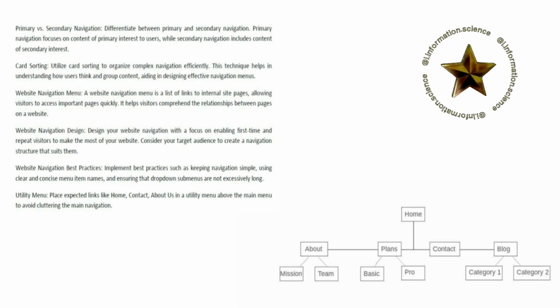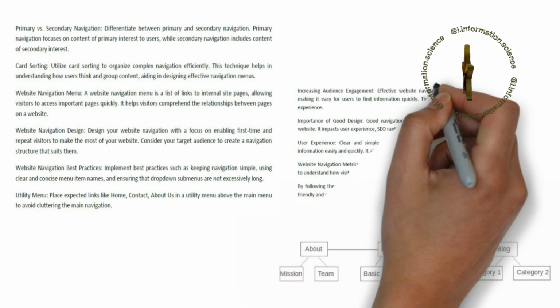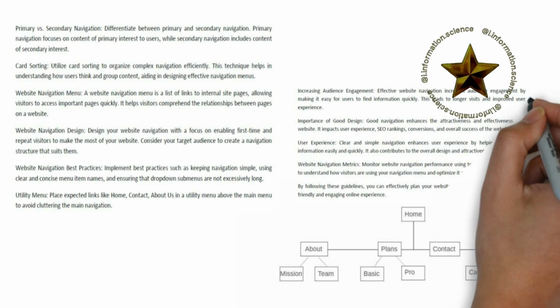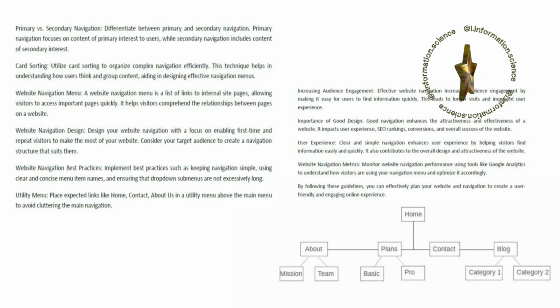Utility menu. Place expected links like home, contact, about us in a utility menu above the main menu to avoid cluttering the main navigation. Increasing audience engagement. Effective website navigation increases audience engagement by making it easy for users to find information quickly. This leads to longer visits and improved user experience.